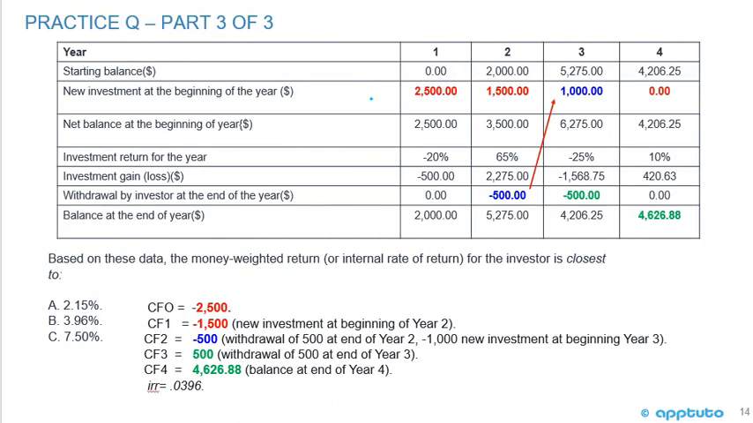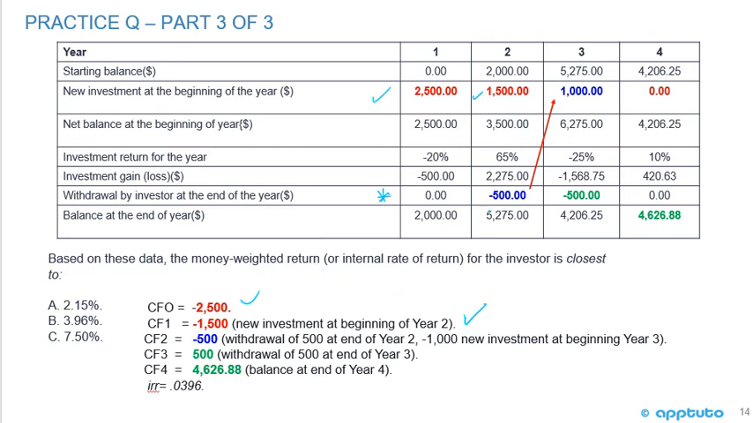Okay, on this slide, I just did the table and I made it a little bit bigger and color coded a bit just to help you with your understanding. So I color coded the cash flow. You had your CF0 is the negative 2,500. There was no withdrawal at the end of the first year. So the next relevant cash flow was the 1,500, which is the new investment at the beginning of year 2.